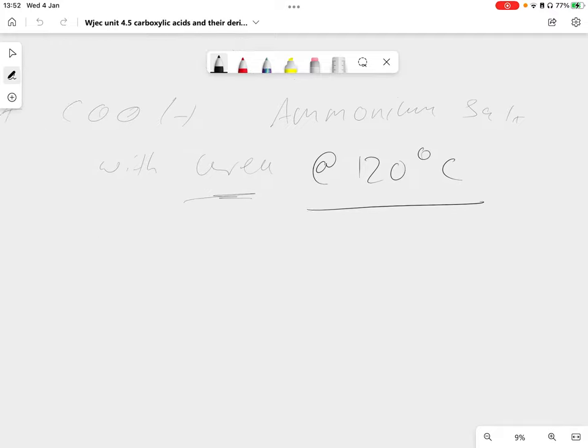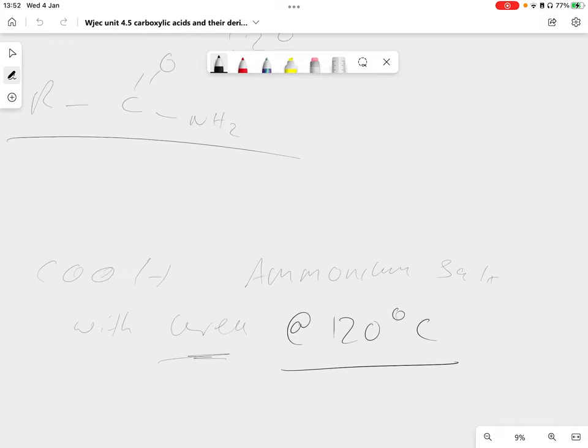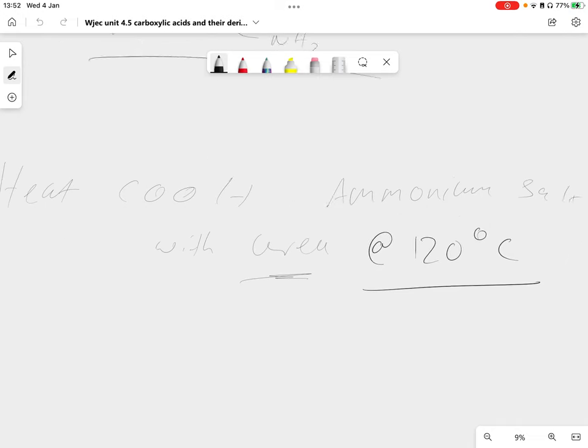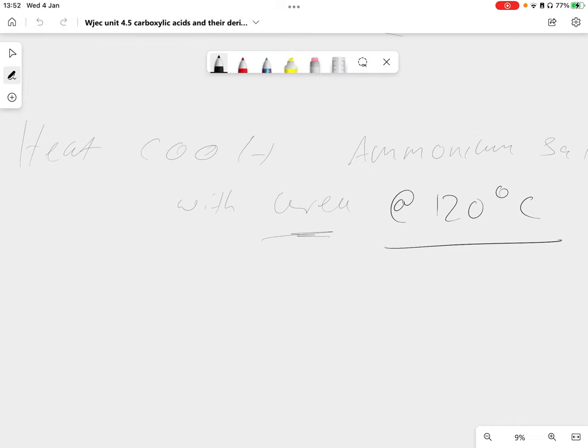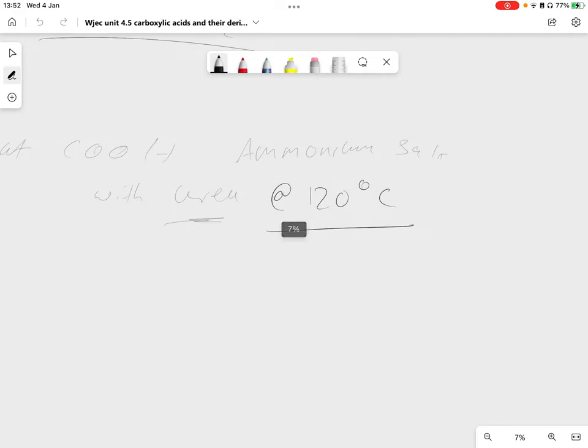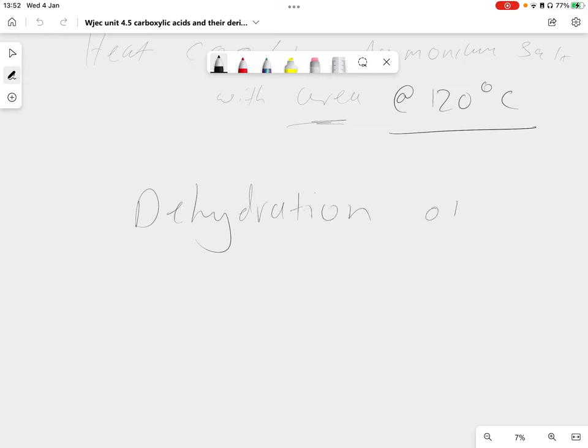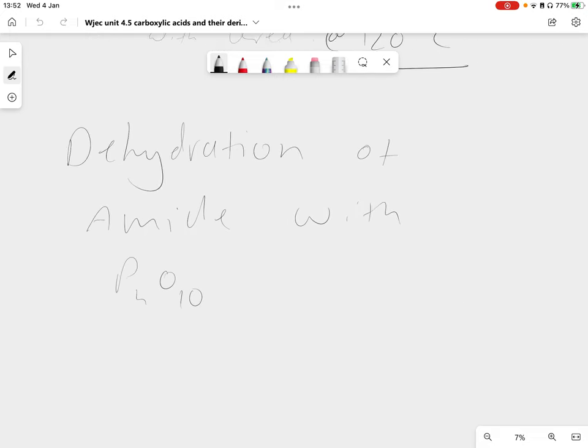We can then transform our amide, if we really wanted to, back into a nitrile. I hope you wouldn't do them in the same reaction. Seems a bit counterproductive. But you can produce a nitrile from this by dehydrating it. It's a dehydration reaction with an amide with P4O10. And this will form nitrile.